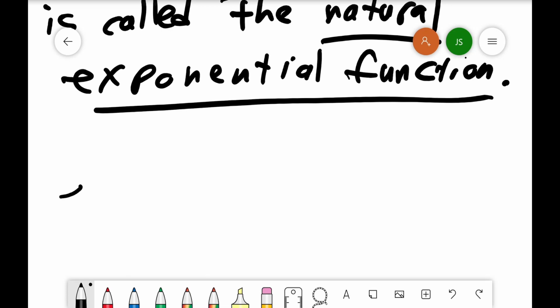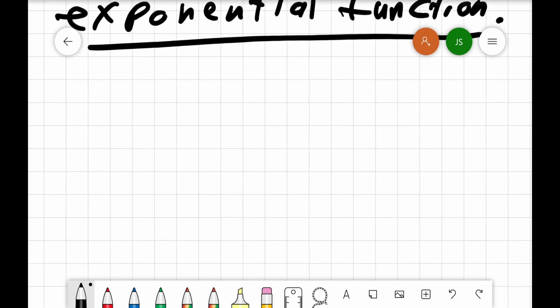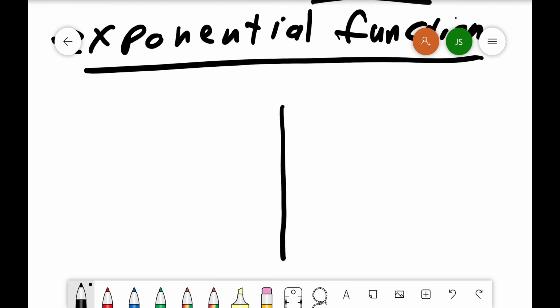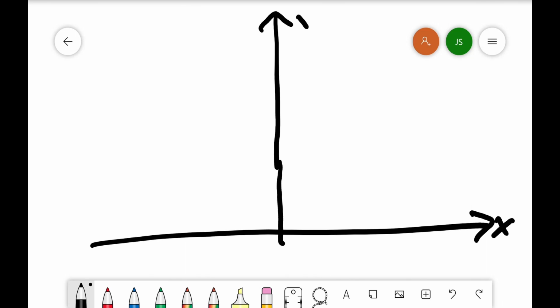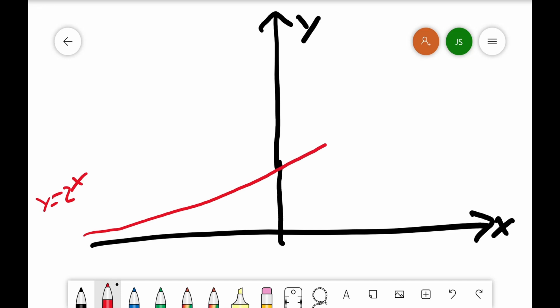So let's just graph some exponential graphs. The first one will be y equals 2 to the x. So remember the base is 2 here. It's larger than 1, so we're going to get this picture. And we're going to cross at 1. If I plug in 1, I should get about 2. Maybe I should make that a little steeper. And that's y equals 2 to the x.